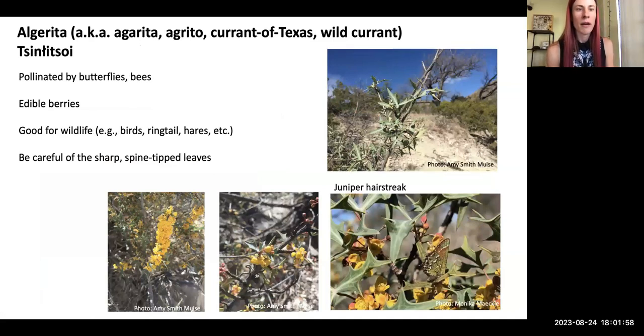Algarita, this is pollinated by butterflies and bees. It has edible berries. It's good for wildlife, a variety of wildlife. But be careful, as you can see, it's very sharp. But here's an image of a juniper hairstreak visiting the flowers on it. So this is also a native that has a variety of butterflies and bees that pollinate it.